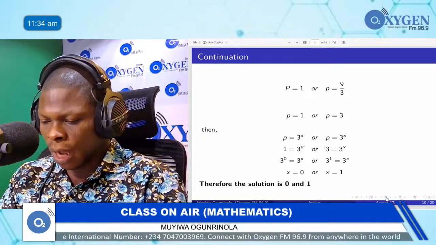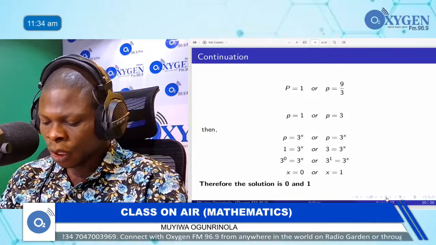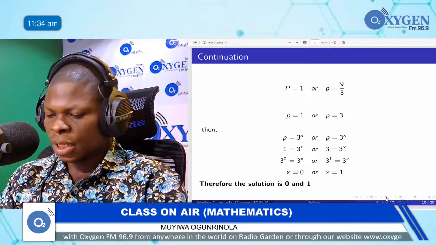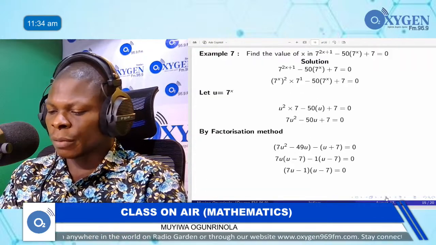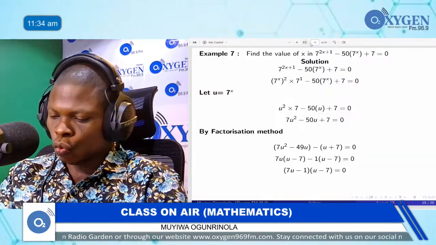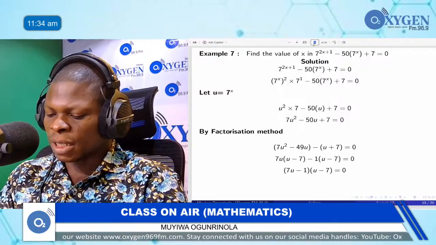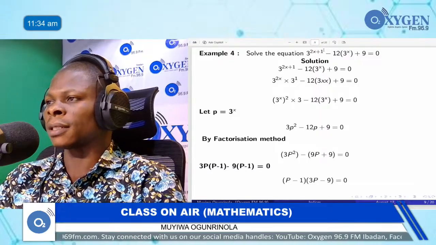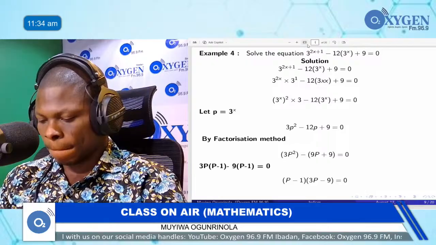And if you go back, you can also check. You can go back to your question and insert 0 where you have x. Then add, multiply and subtract together, and you still get 0. Likewise, when you put 1, you still get 0. So our solution for this one is 0 and 1.